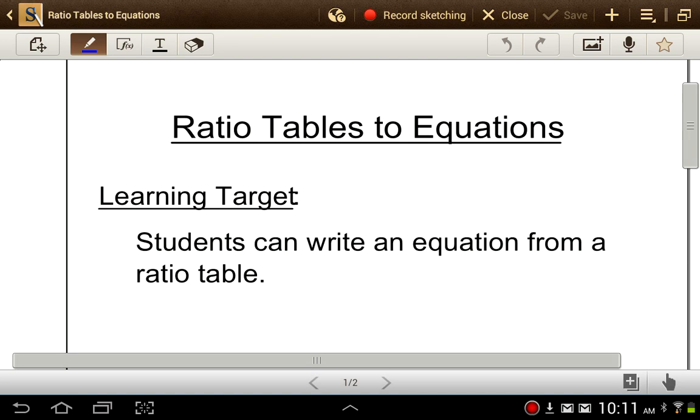Okay, make sure you write down the title. Make sure you write down your learning target. And if you need to pause this, go ahead. Otherwise, I am moving on to our first example.